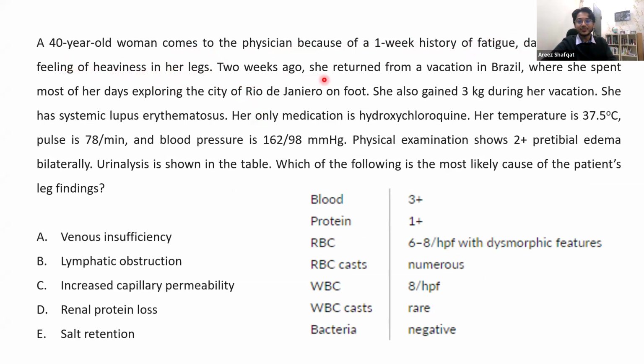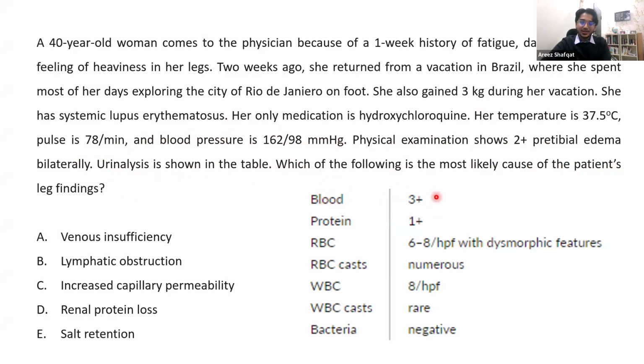Two weeks ago, she returned from Brazil, where she spent most of her days exploring the city on foot. She has also gained 3 kilograms. She has lupus. Her only medication is hydroxychloroquine. She's afebrile, normal pulse, but slightly hypertensive. Not even slightly, very hypertensive. Physical examination shows 2+ pretibial edema bilaterally. Urinalysis is shown in the table. Which of the following is the most likely cause of this patient's leg findings?